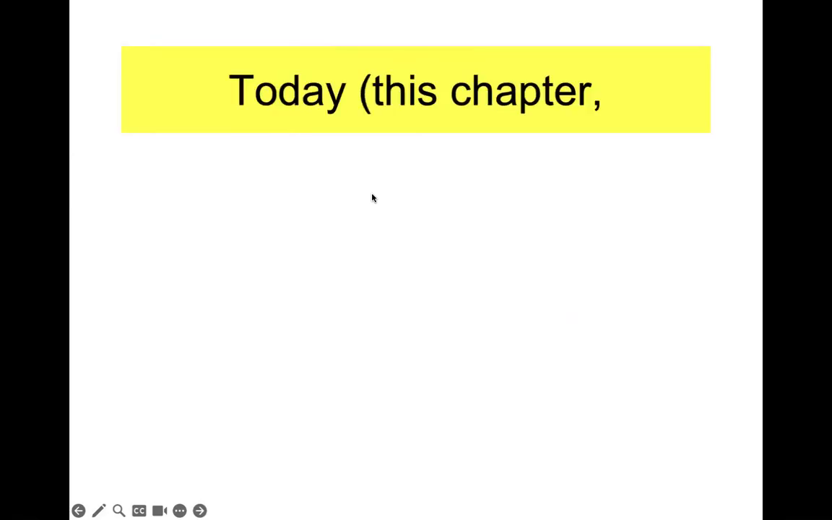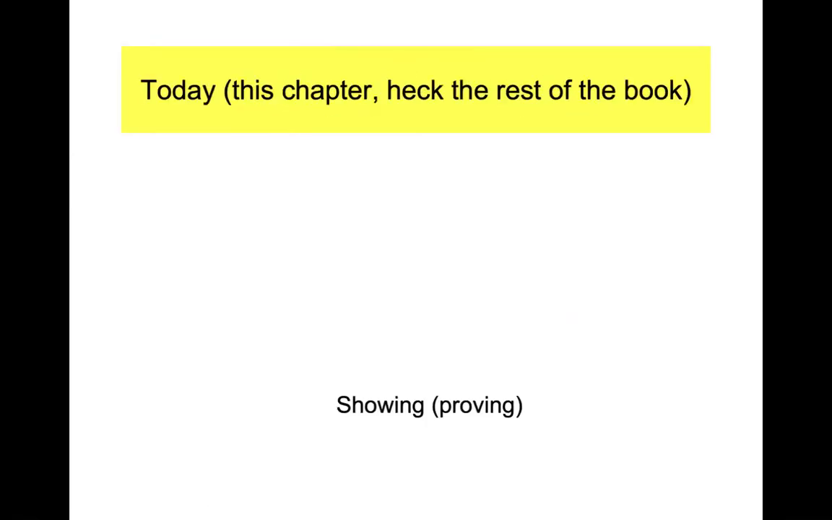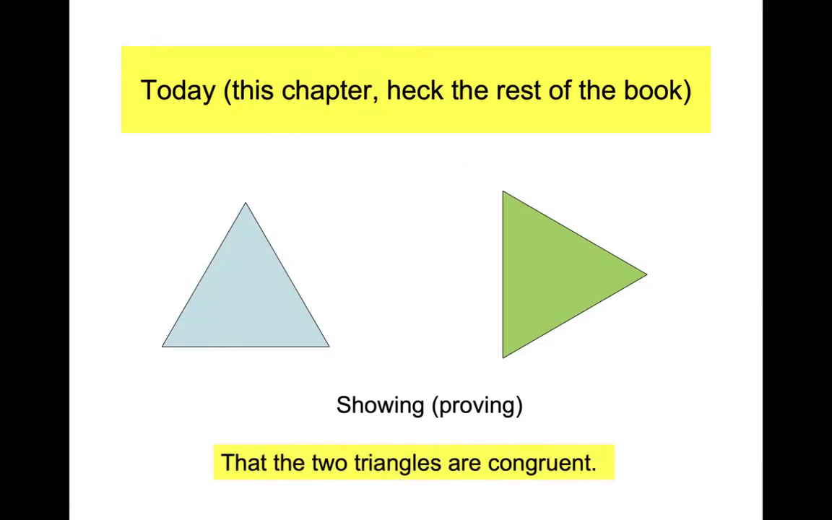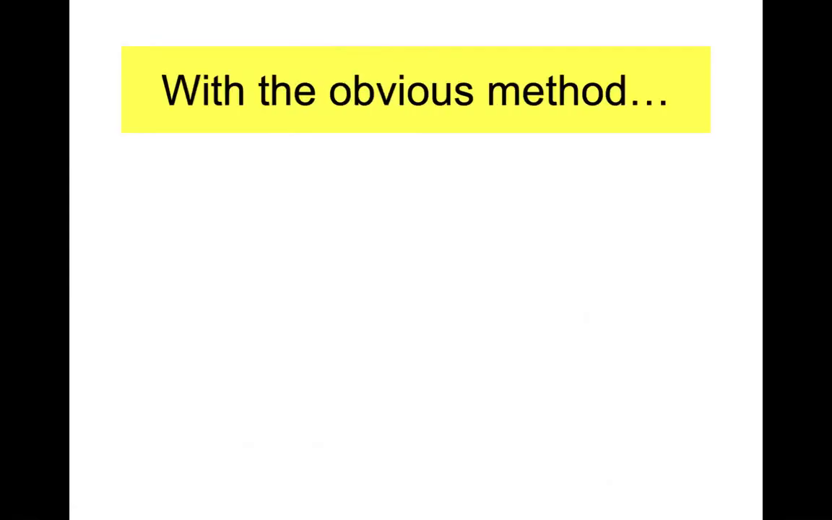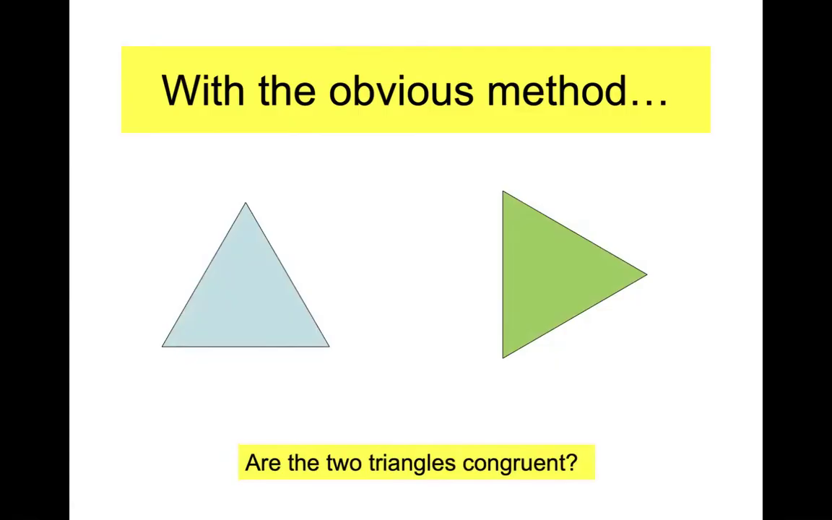All right, so today what we're going to do, in fact, for the rest of the chapter and heck, for the rest of the book, we're going to be proving that this triangle on the left is the same as this triangle on the right. Okay, showing that two triangles are congruent. All right, many methods to do this. We'll start with the most obvious method. And the most obvious method to show that these two triangles are exactly the same is to show that all the parts are the same.